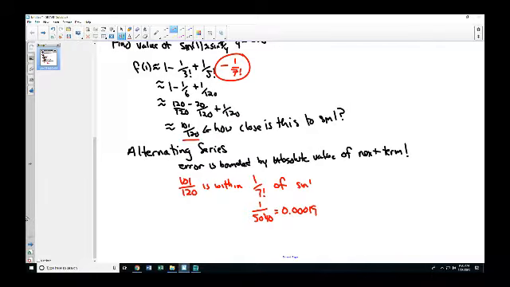So the error is less than or equal to this. It's not exactly that. If it was exactly that, all you would have to do is add it. It's just within that.